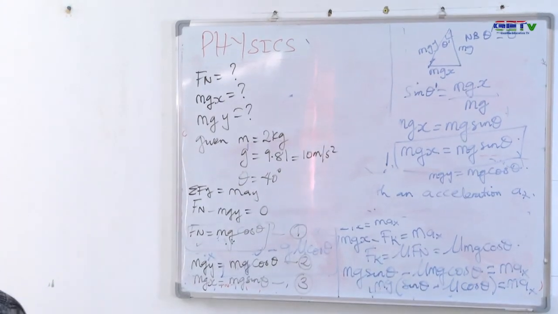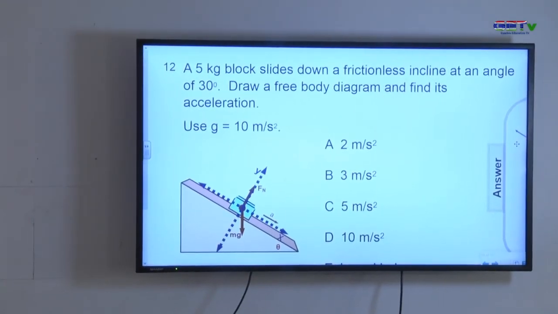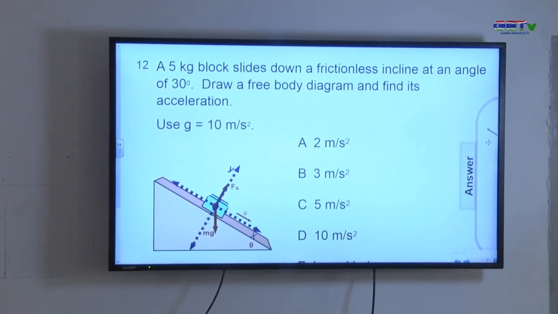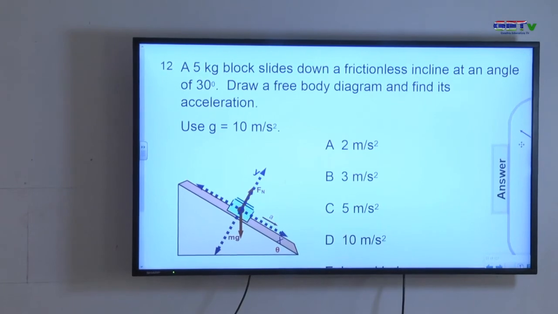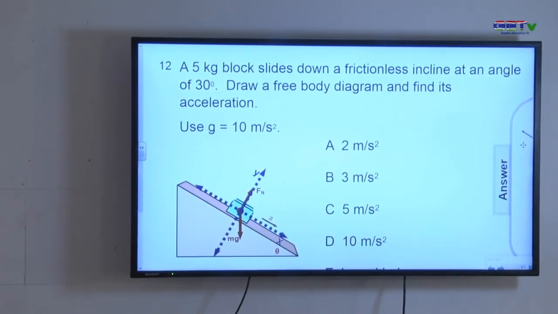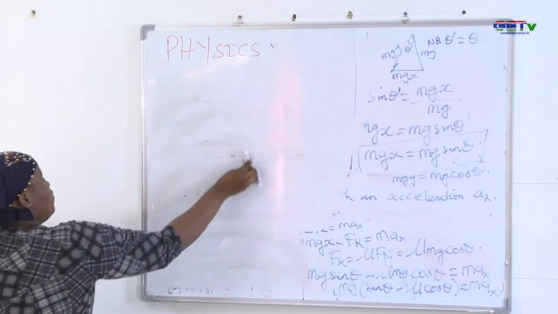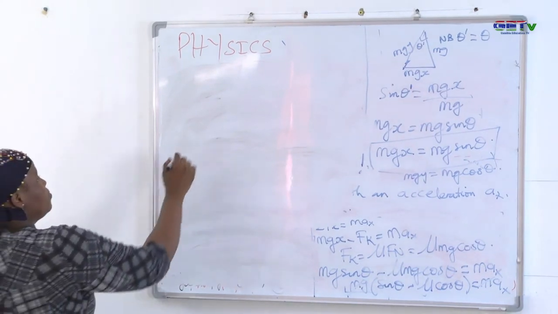Okay. Another problem. A block of mass 5 kg slides down a frictionless incline at an angle of 30 degrees. Draw a free body diagram and find its acceleration. We are told that the incline is frictionless, and that means there is no friction acting on the object. The mass is given, and the angle of inclination is also given. All we are required to do is to draw a free body diagram showing all the forces acting on the block.